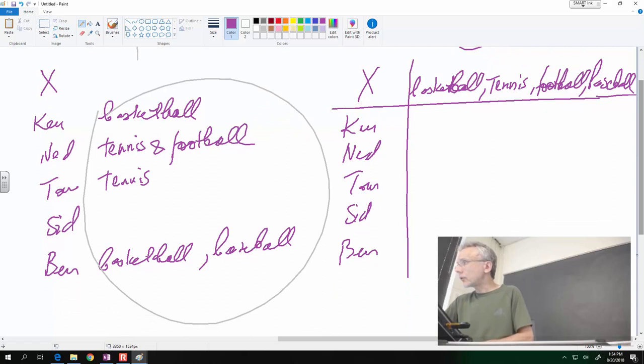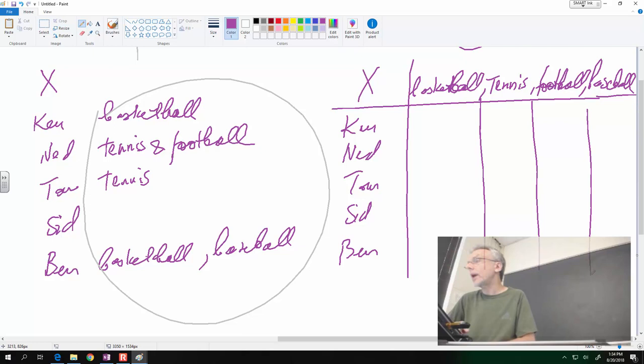So what I'm going to do, I will be marking things. Ahead of time, maybe I don't even know anything. This is actually a pretty convenient way of collecting information. You're looking at who plays what and just make a mark. So Ken plays basketball, I put a mark here. Ned plays tennis and football. Tom plays tennis. Sid doesn't play anything. And Ben plays basketball and baseball.